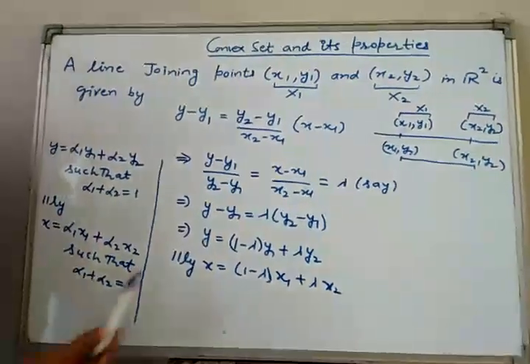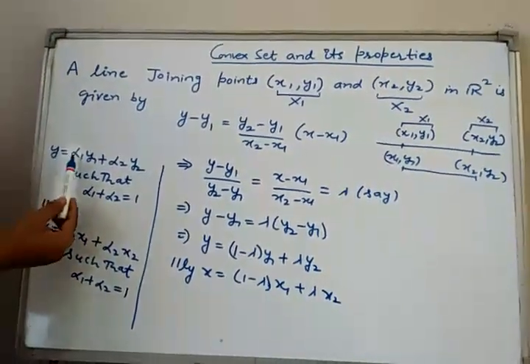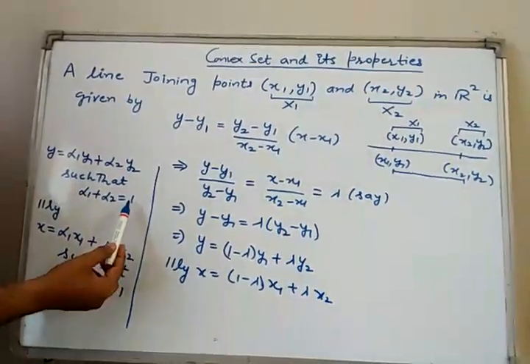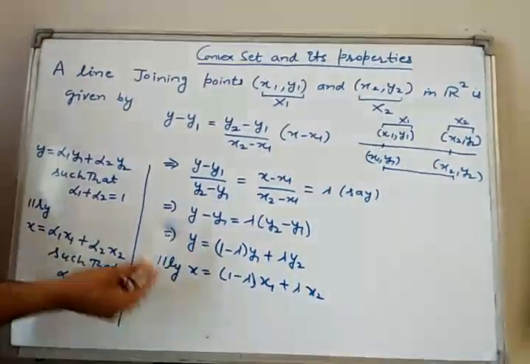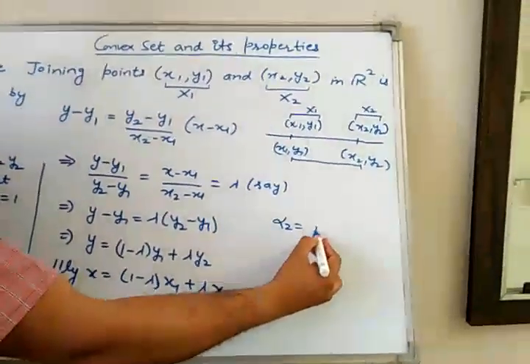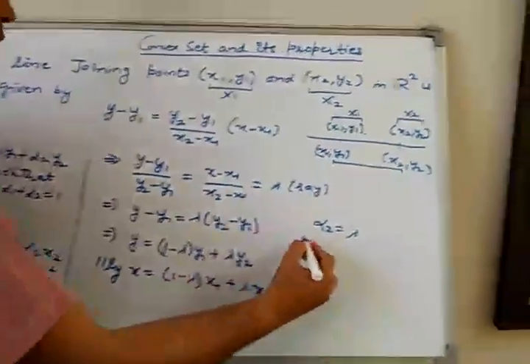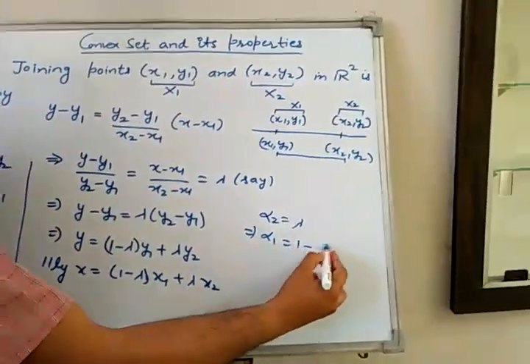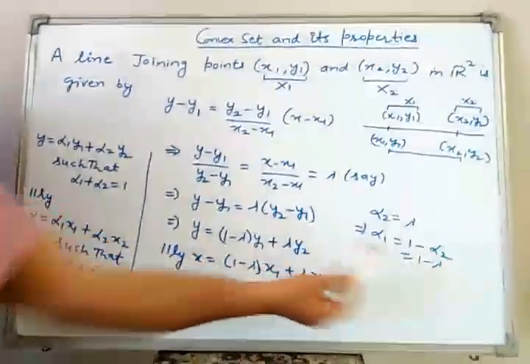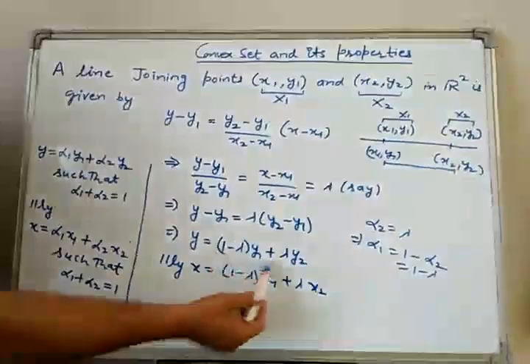Now I can write this equation as y equals alpha 1 y1 plus alpha 2 y2, such that alpha 1 plus alpha 2 equals 1. To get this equation from the previous one, take alpha 2 equal to lambda, and because alpha 1 plus alpha 2 equals 1, this means alpha 1 equals 1 minus alpha 2, which equals 1 minus lambda. If we put alpha 1 equal to 1 minus lambda and alpha 2 equal to lambda, then we get this equation.